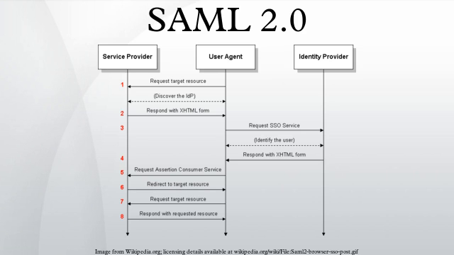6. Redirect to the assertion consumer service. The SSO service at the identity provider redirects the user agent to the assertion consumer service at the service provider. The previous RelayState parameter and a new SAMLart parameter are appended to the redirect URL.